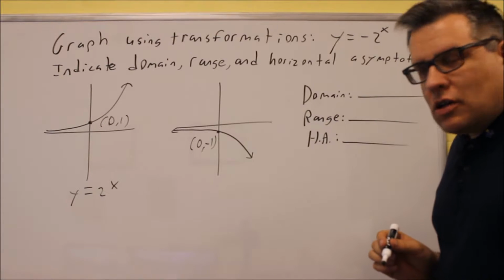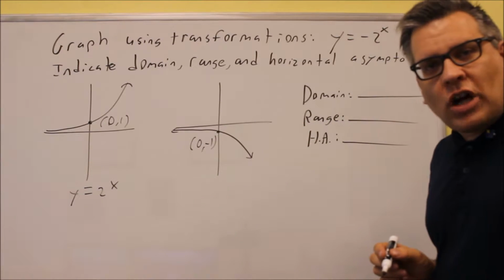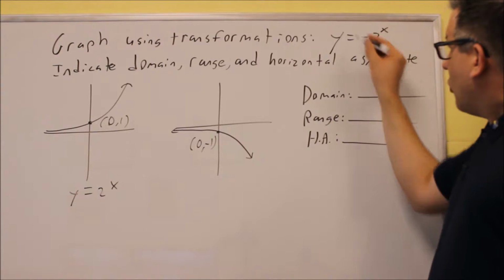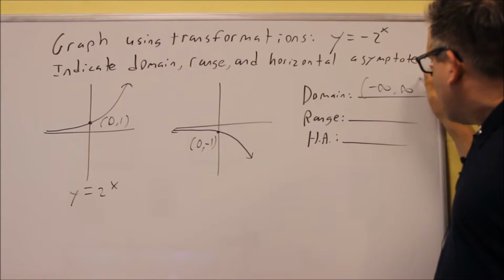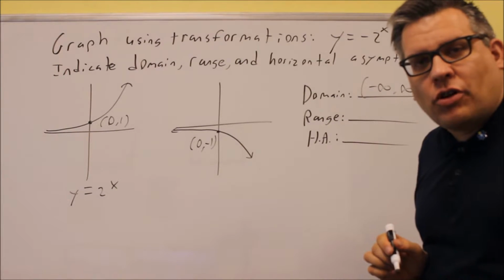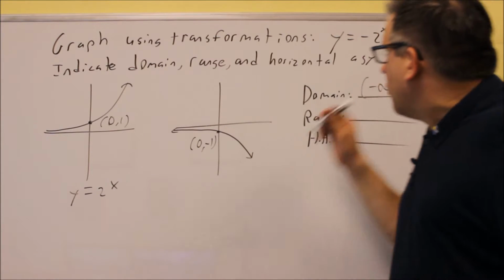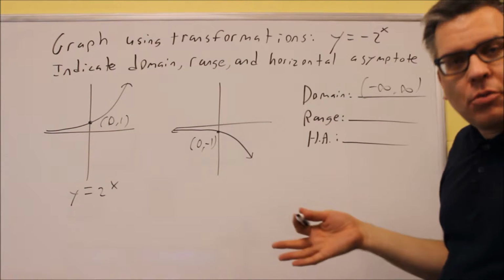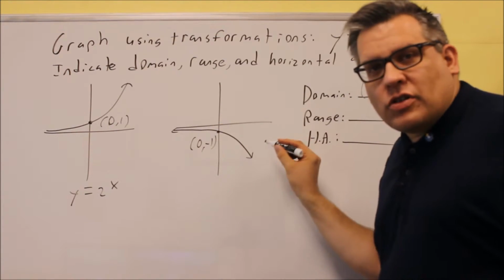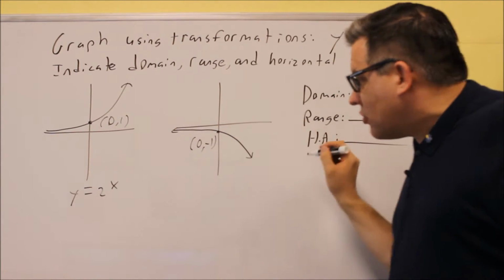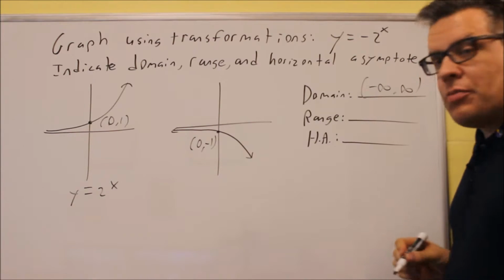So domain is talking about the x values that this graph is using. Now for all the ones that we have with exponents, your domain is always going to be negative infinity to positive infinity, because there's no restriction on what we can put in here for x. We can put any number in there we want and it's still going to be defined. And we can also see from the graph that it's using all the x values to the left and to the right, so negative infinity to positive infinity.